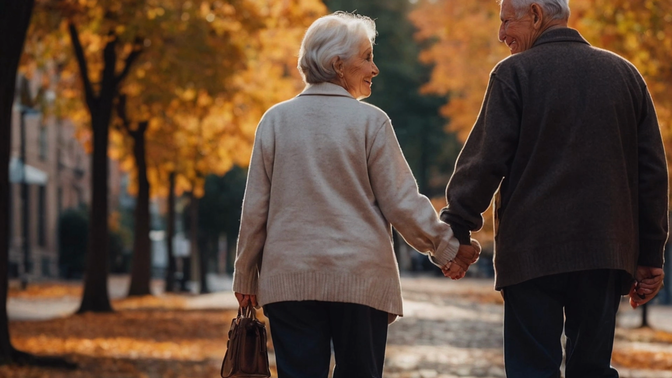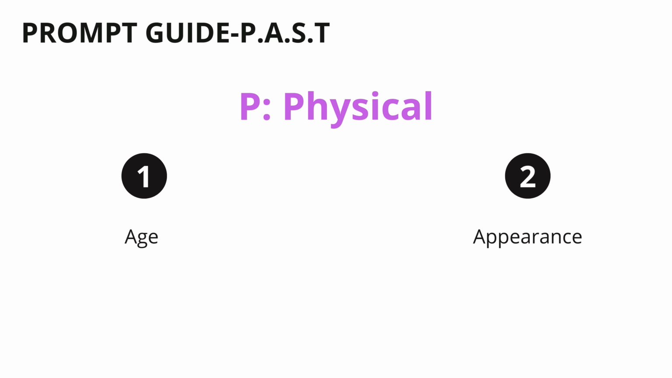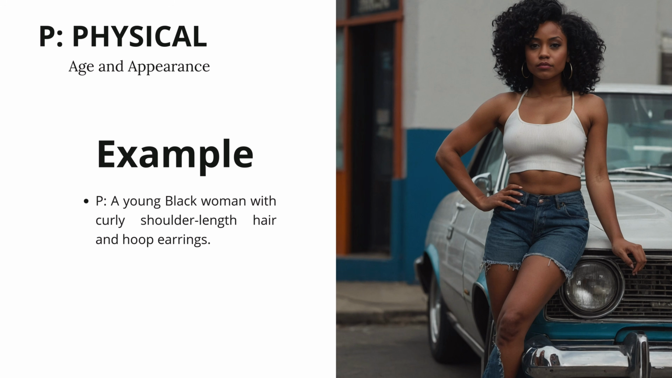If you are trying to describe an AI character and want to get an exact look or personality, use the acronym PAST. The P means physical, which describes the age and the appearance of your character. So keep it short and visual. Mention the age range and a clear physical trait. Example: a black woman with a coily shoulder-length hair and a hoop earring. Notice how there is no context, so the character is placed in a random location.